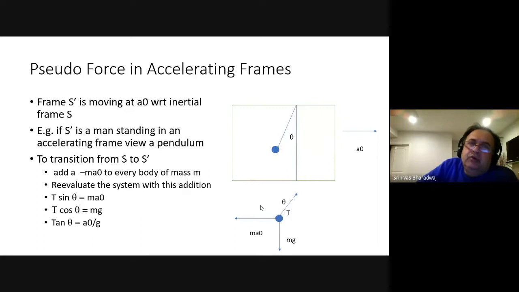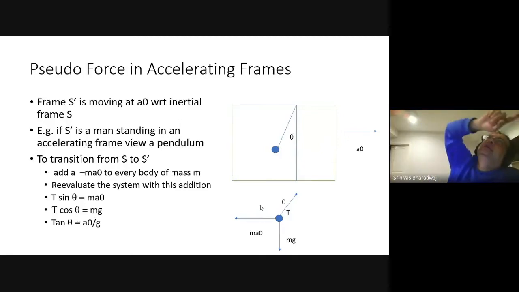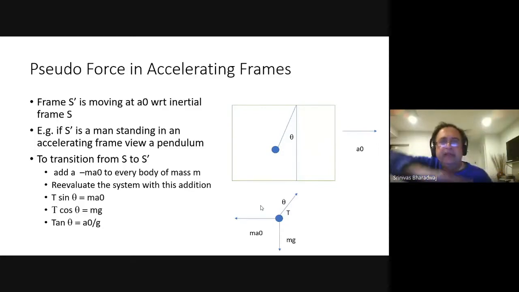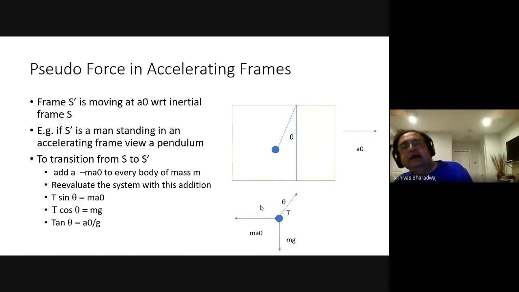Frame S prime is moving at A with respect to the inertial frame. Let's say you're sitting in an accelerating truck. Now, when you sit in an accelerating truck and you have a pendulum, the pendulum will move to an angle. It will be like this. To you, it will look like it is stationary, but it will be at an angle like this. Why is that? So how do you then measure it? You put a minus A. So you put another force. It is called a D'Alembert force, minus m A naught.